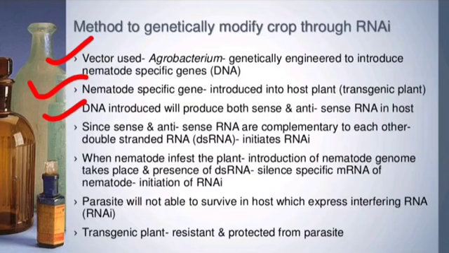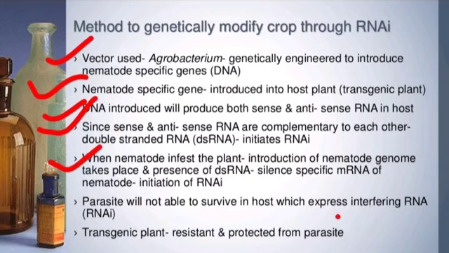Now we are coming to it: double-stranded RNA is produced there. Since the sense and antisense RNA are complementary to each other, double-stranded RNA is produced. That is RNA interference. RNAi means RNA interference. When a nematode infests the plant, introduction of the nematode's genome takes place, and the presence of dsRNA silences the specific mRNA of the nematode.